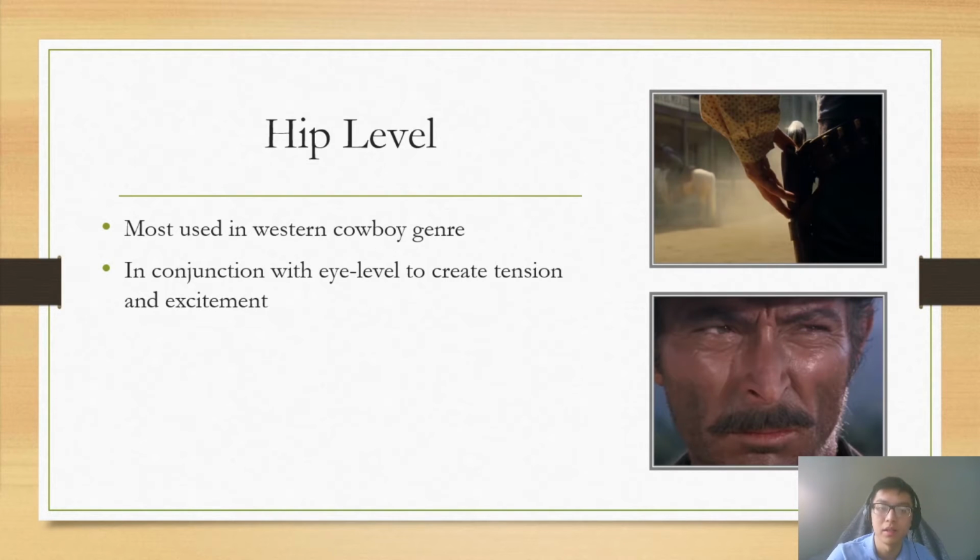Hip level shot is also a fairly popular angle in the film industry. It is typically found in cowboy western genre movies. Hip level shot can be used in conjunction with eye level shot to create tension and excitement. For example, in The Good, the Bad, and the Ugly by Sergio Leone, the two pictures on my right here, the many duels in the film were recorded by jumping between various hip level holster shots and eye level extreme close-ups to build up the tension even higher.